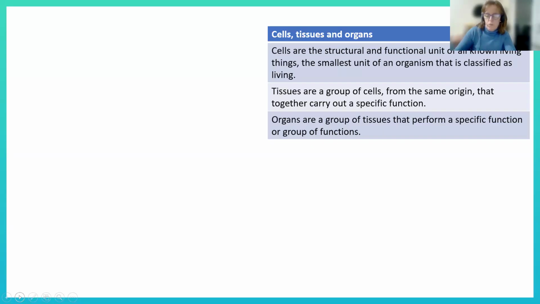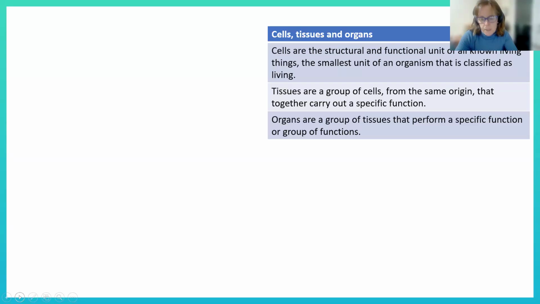And then from the tissues, we have organs. So we're all familiar with the idea of what an organ is, I guess. I'm assuming. So like your stomach is an organ, your brain, your heart, your pancreas, your liver. These are all organs. And these are groups of tissues that perform a specific function or group of functions.